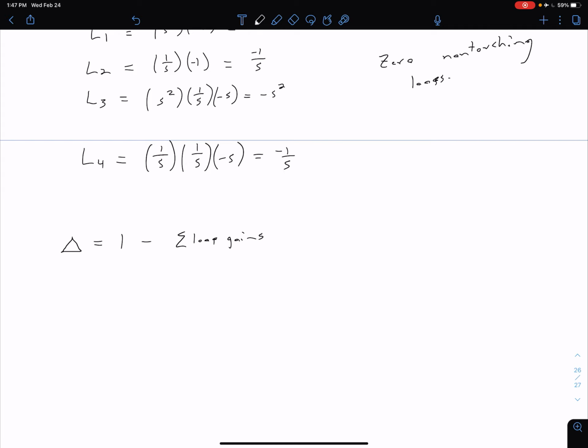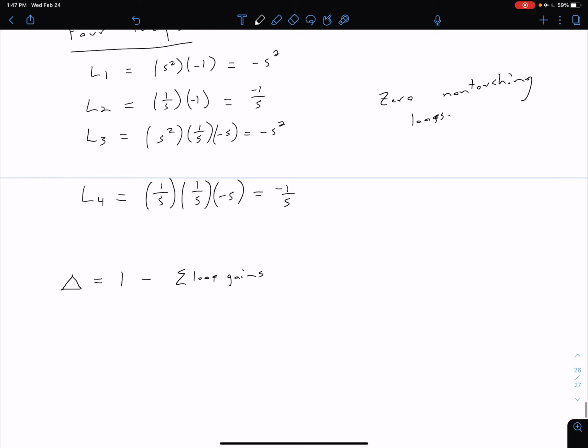So 1 minus the sum of those 4 items, L1 through L4. What that ends up being is we have 1 minus, and we notice that we have 2 of the similar form. So we have 2 s squared terms and 2 1 over s terms. Just combining those, we get a negative 2s squared minus 2 over s. And from there, we're going to do some algebra to simplify this further.